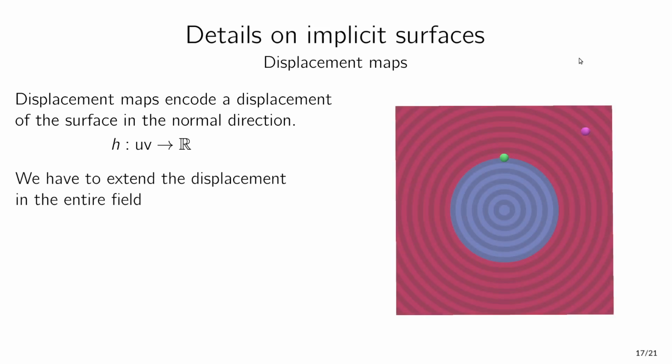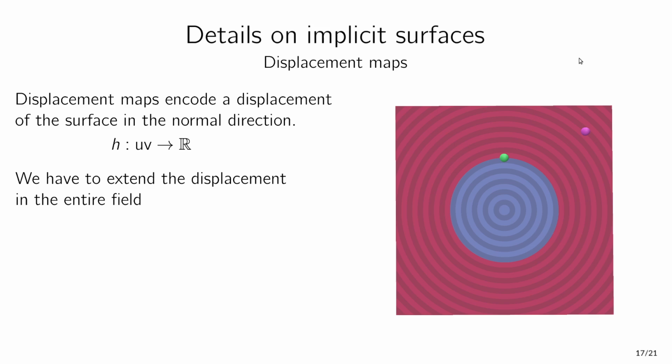Okay, but the thing is, this means that we need to be able to transmit the information of the displacement from the shape to the entire field. All right, and it's a problem, because if we don't transmit the information in the entire field, then the sphere tracing will not be able to see the displacement, and so we will get some really weird artifacts.